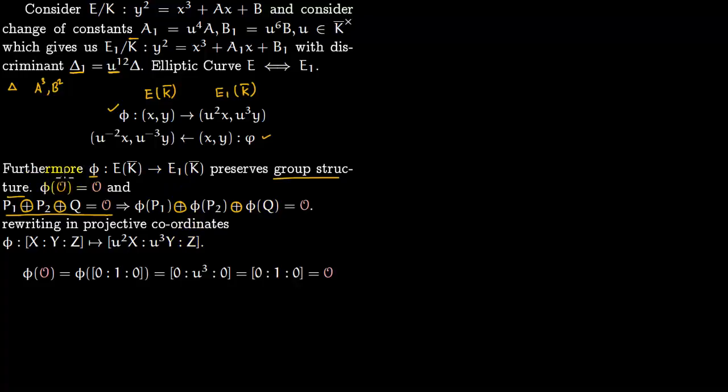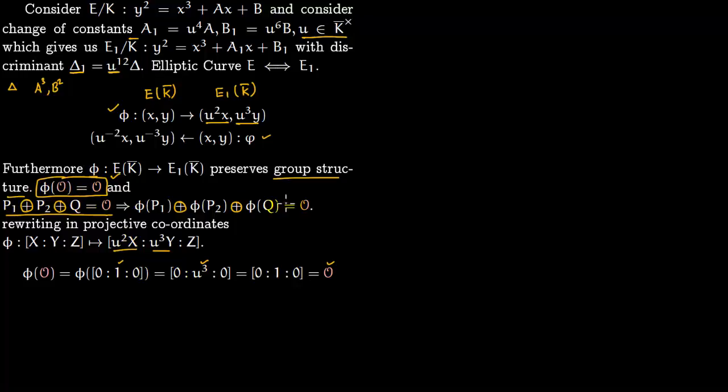So let us first focus on this part here. Phi of (x, y, z) in terms of projective coordinates will go to (u^2 x, u^3 y, z). Precisely this. Z we are not touching at all. Now for O, our special point is (0, 1, 0). So this becomes (0, u^3, 0). Now u^3 is a non-zero element. You take it out. This again becomes (0, 1, 0), which is the special point of our elliptic curve E1 also. So this portion is done.